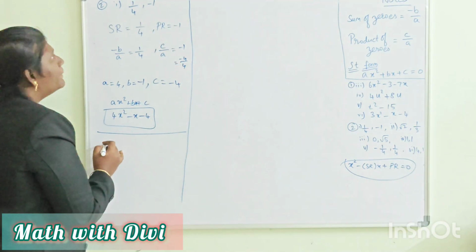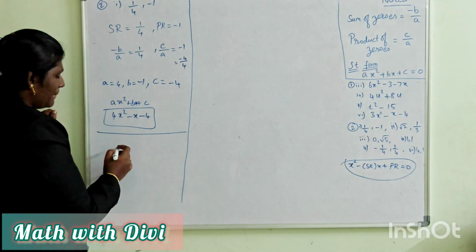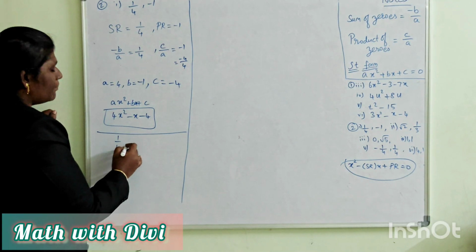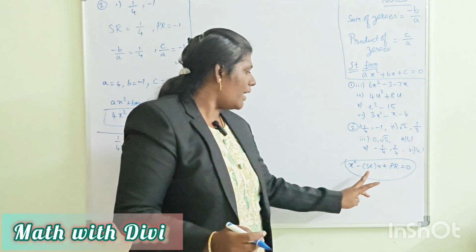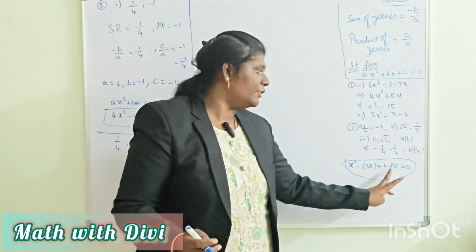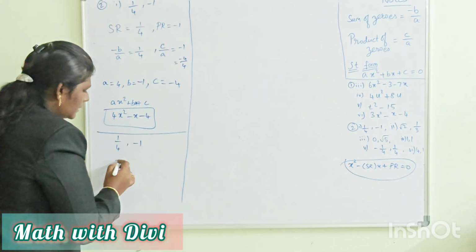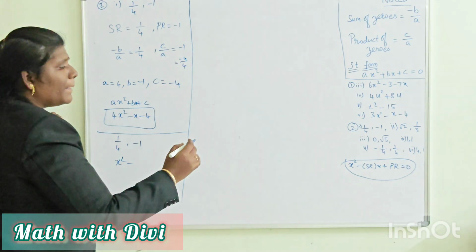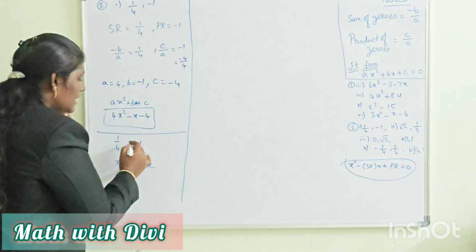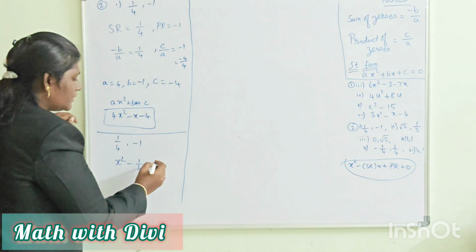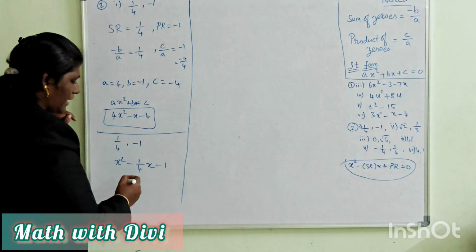Very simple method I'll tell you. The sum is 1/4 and the product is -1, so for that I have given this formula: x square minus sum of roots into x plus product of roots is equal to 0. Simply apply it in x square: minus sum of roots, which is 1/4 x, plus product of zeros, which is -1, so plus into minus gives -1.